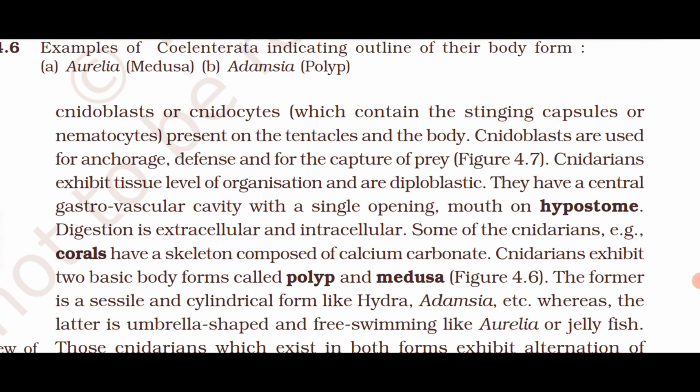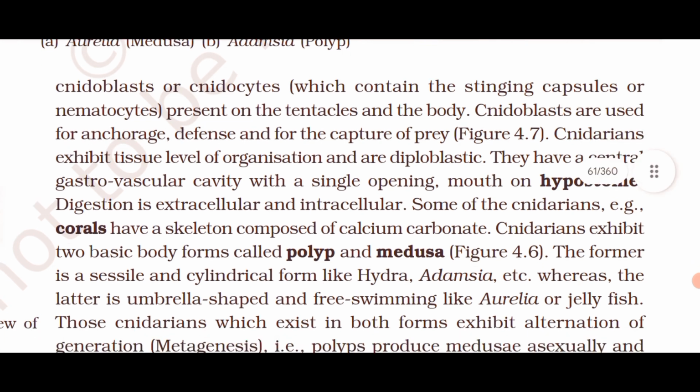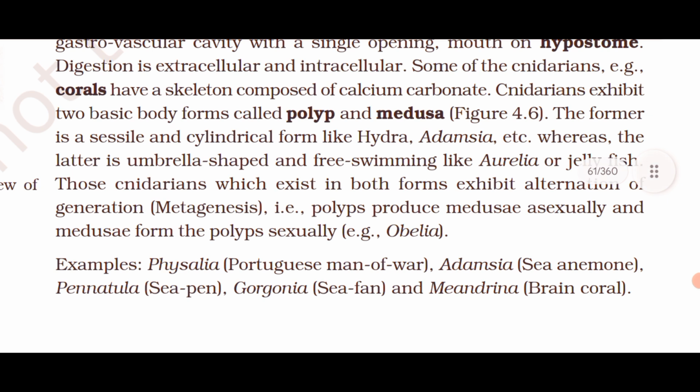Cnidarians exhibit two basic body forms called polyp and medusa. The former is a sessile and cylindrical form like Hydra, Adamsia, etc., whereas the latter is umbrella shaped and free swimming like Aurelia or jellyfish. Those cnidarians which exist in both forms exhibit alternation of generation, that is metagenesis. That is, polyps produce medusae asexually and medusae form the polyps sexually, for example Obelia.